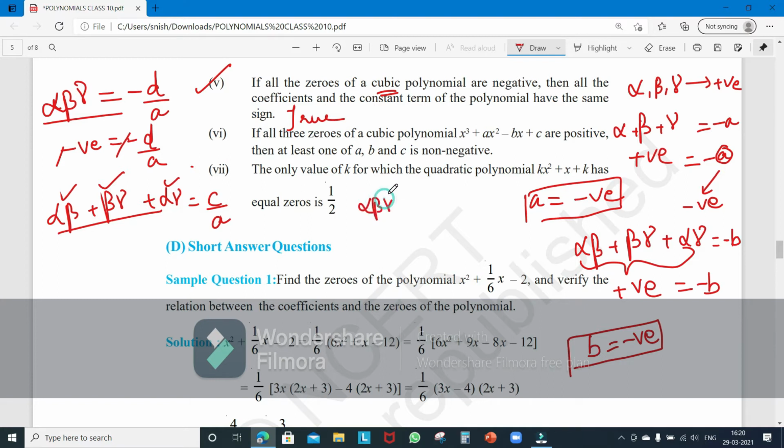Alpha into beta into gamma will be minus D by A. Alpha, beta, gamma will all be positive, so the product is also positive. Likewise, as we have done for A, B, C should also be negative. So all the 3 are negative, negative and negative, so this statement is false. Okay, so it is false, so we are putting cross marks for false.